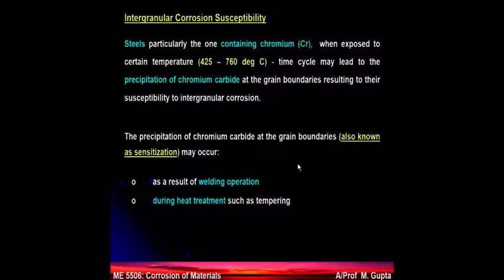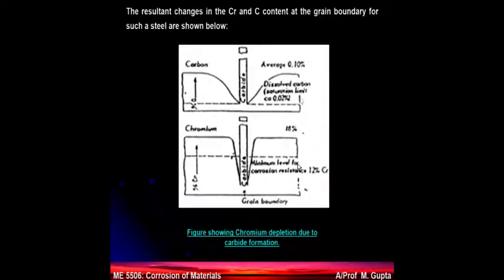So once again, welding is a key factor, and the second factor is when people try to do the heat treatment to alter the mechanical properties of the material. So two reasons. Here's the picture. You have carbide here, and you have a depleted zone in chromium and carbon, and this area becomes anode, and the corrosion happens along the grain boundaries.